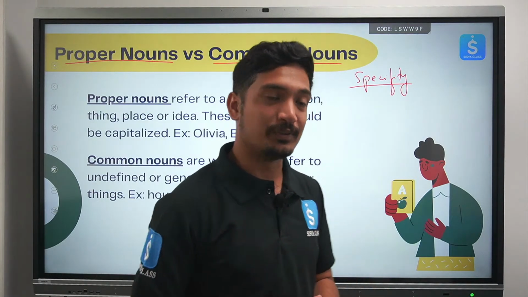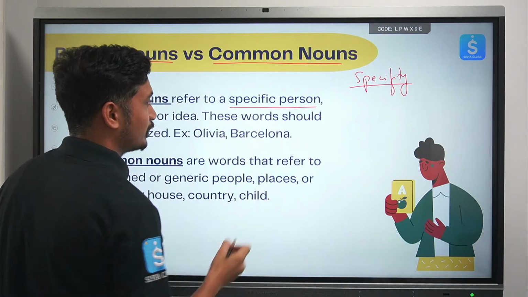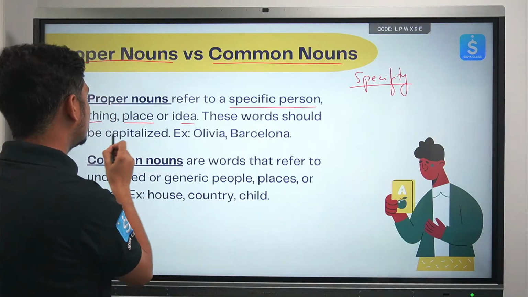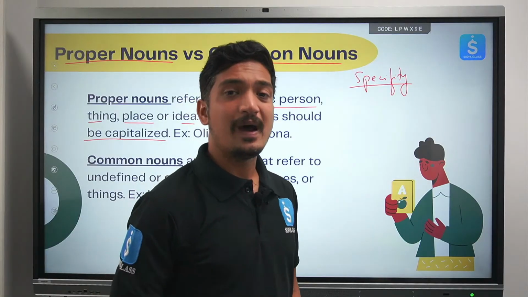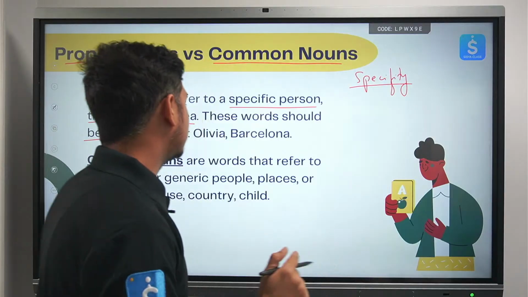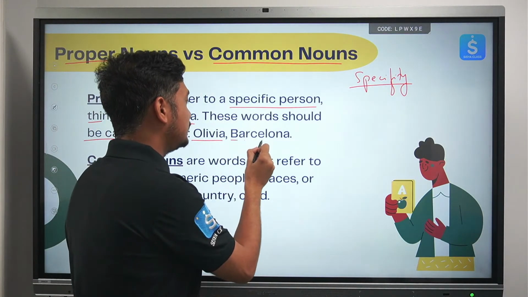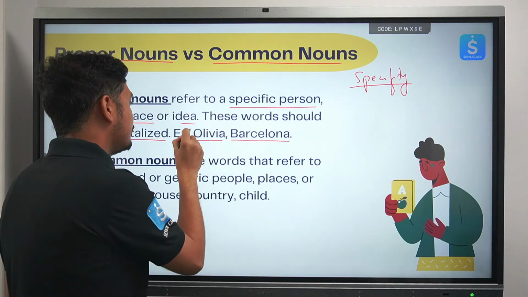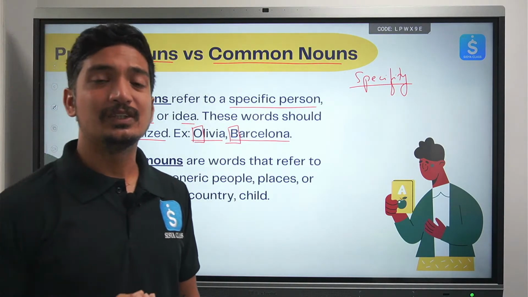Let's see the definition of it. If you talk about proper noun, it refers to a specific person, a thing, place, idea. These words should be capitalized. This is something which is really very important. All proper nouns are expected to be capitalized. That's how proper nouns are identified. For example, we have Olivia. Olivia is the name of a person. Then we have Barcelona. Barcelona again is the name of a place. And if you see over here, the first letter is always capitalized. That's how proper nouns are actually identified.